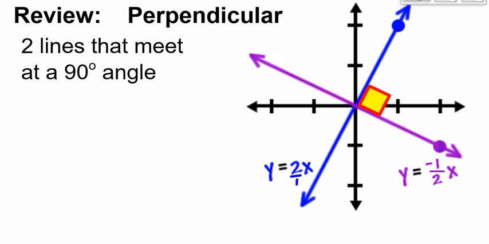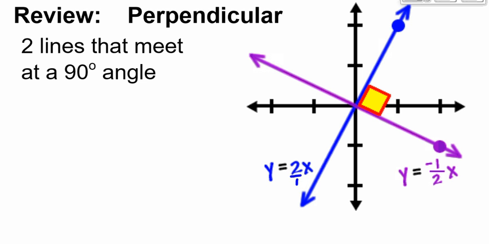Just as a review, we're going to talk about the definition of perpendicular, because we're going to be using that today. Two lines that meet at a 90-degree angle are perpendicular lines. In the image you can see that the purple line and the blue line have a little red box, which means that the lines are perpendicular.